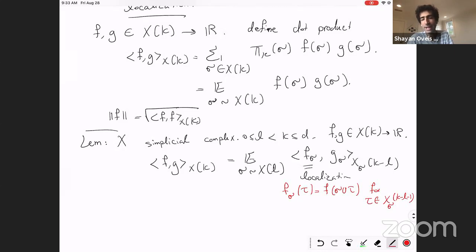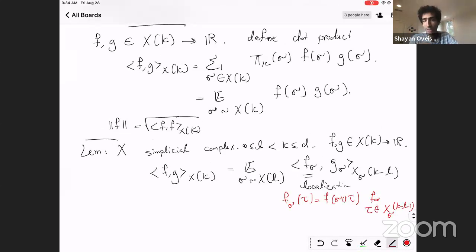Okay, and you can imagine that this would be important because eventually we're going to talk about eigenvalues of some huge matrices defined over this complex. So when you want to talk about eigenvalues, you want to say, for example, what is the norm of PF? You want to compare the norm of PF with respect to the norm of F. So this says that in order to calculate that, it's enough to calculate the average of the norm of F on the localized links.